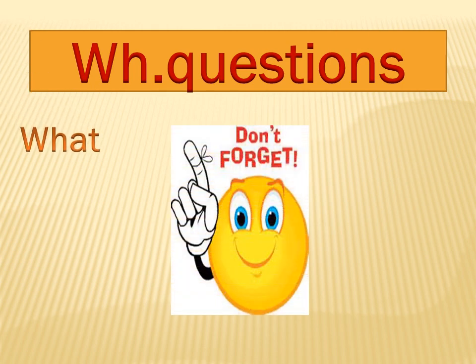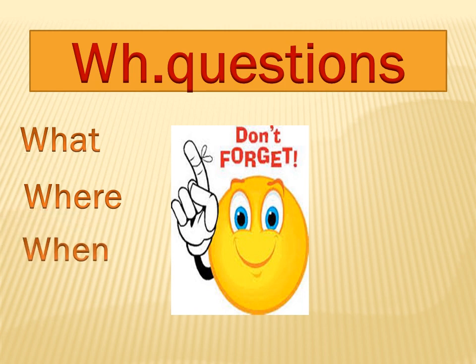What? We use what to ask about things or actions. Where? We use where to ask about position or place. When? We use when to ask about time. And we use who to ask about people.